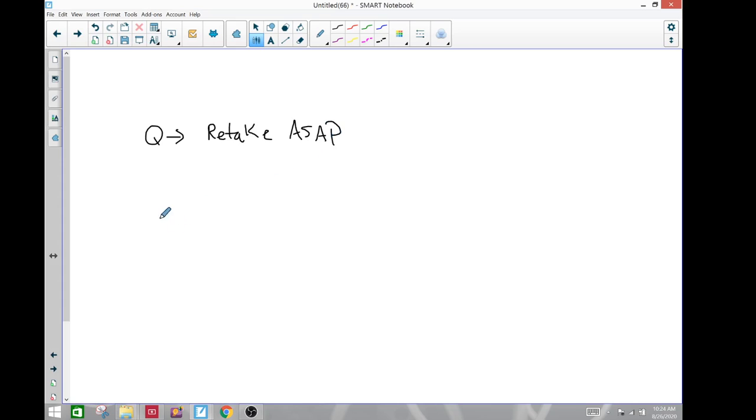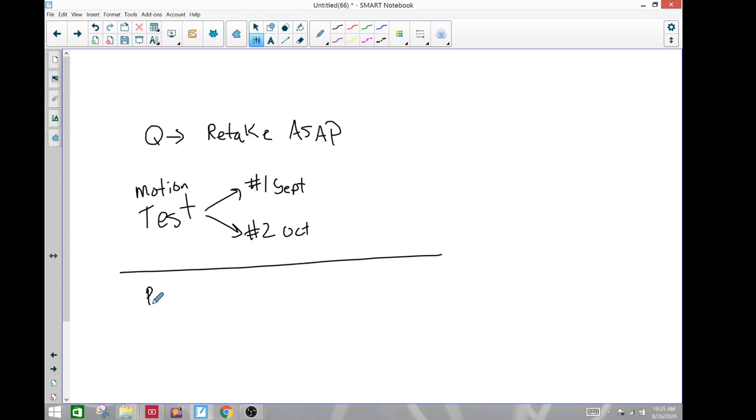Okay. But if you have your tests and you're going to have event number 1, and you're going to have event number 2. So every test should have multiple events on it. Okay. So our first one might be in September, maybe. This one might be in October, but they're both on the motion standard. Okay. That being said, when do you retake?